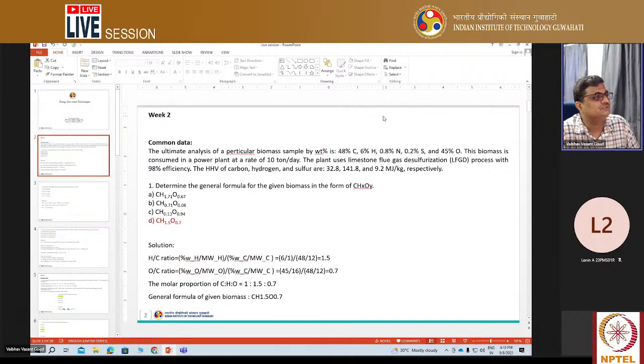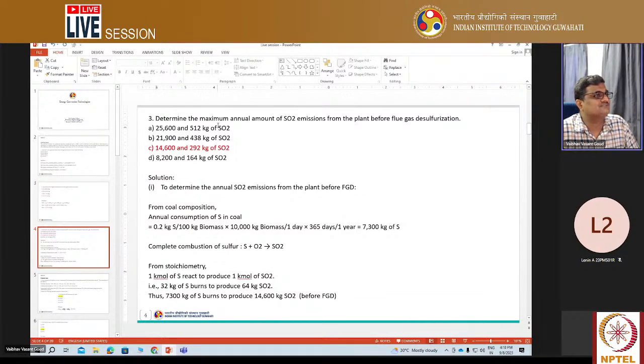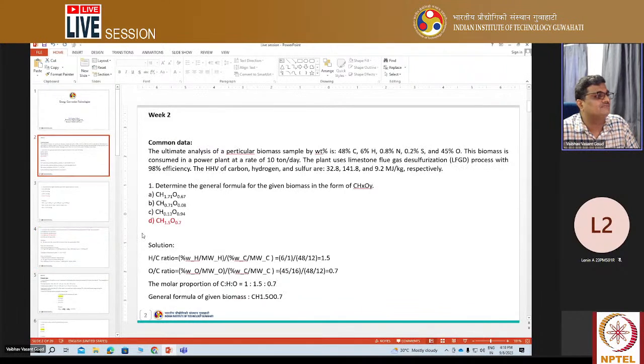In the week 2 assignment, there was one example about the common data, which asked to calculate the high heating value of carbon. Basically the example was related to the analysis of a particular fuel, a biomass. It asked to first calculate the high heating value of the given biomass sample, then to determine the maximum annual amount of CO2 emissions from the plant before flue gas desulfurization. The first part was to find the general formula for the given biomass sample. We have solved this kind of example in the regular practice sessions as well.